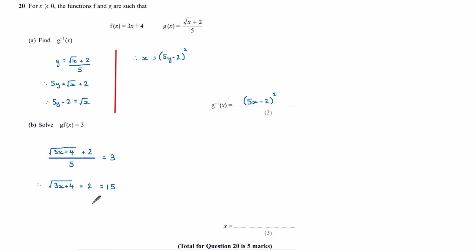Multiply through by 5, I get root 3x plus 4 plus 2 is equal to 15. Subtracting 2, I get the square root of 3x plus 4 is equal to 13. Squaring both sides now, 3x plus 4 is equal to 169. Subtracting 4 from both sides gives me that 3x is equal to 165. And finally, dividing by 3 gives me an x value of 55.